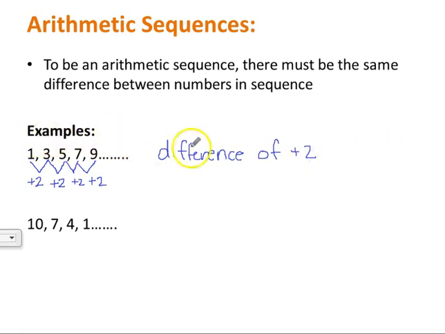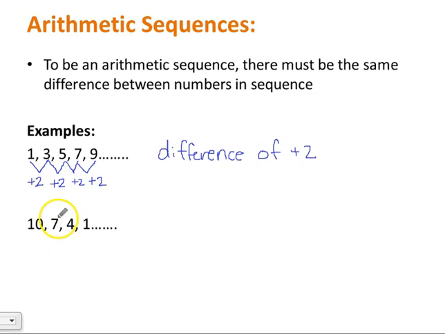So to find the difference, all you do is take the number and subtract the one before it, right? So you could take 5 minus 3 would give us 2. So take any term in our sequence and subtract from it the previous number, and that will get you the difference. So let's try that below. Here's an example. This is an arithmetic sequence. So let's find the difference.